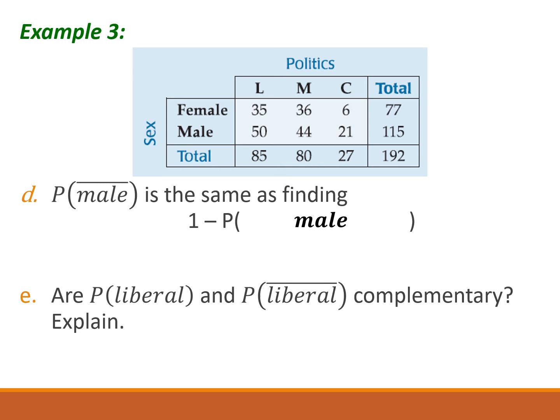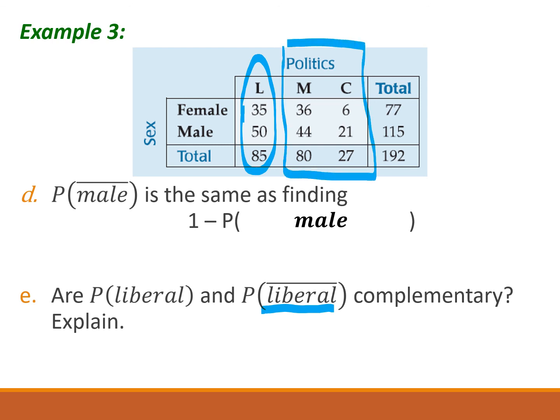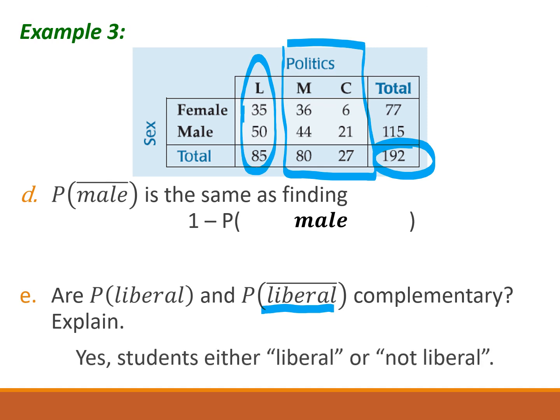Lastly, are the probability of choosing a student who identifies as liberal and a student who does not identify as liberal, are those 2 events complementary? Explain. So we have 85 students who identify as liberal. The complement of that is everything that doesn't fall into that category. So all these other ones fall into the not liberal category. Together, they total everything in our sample space. They total all 192 students. They are complementary. Students are either liberal or not liberal.